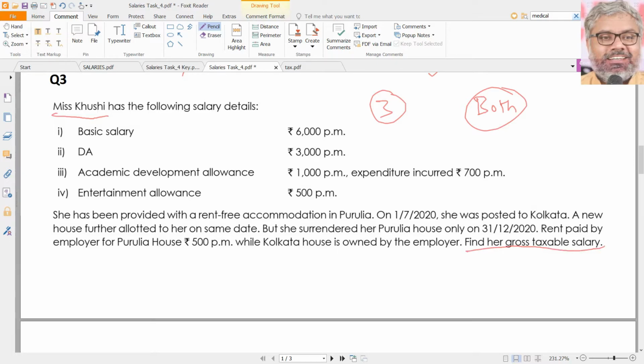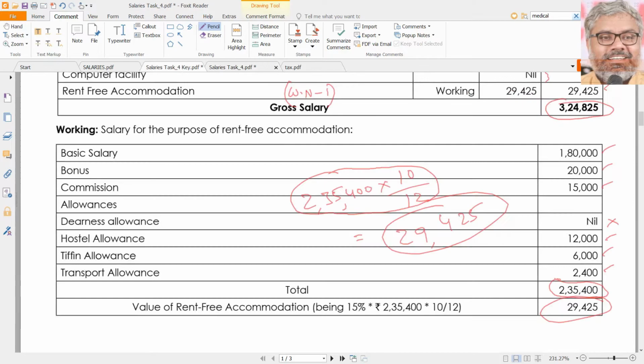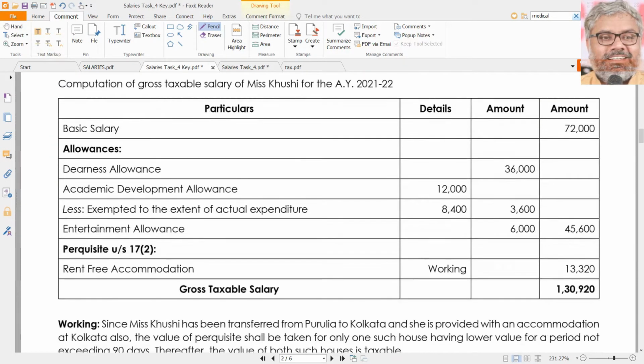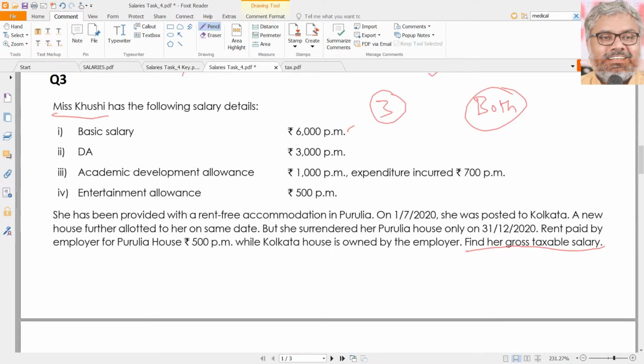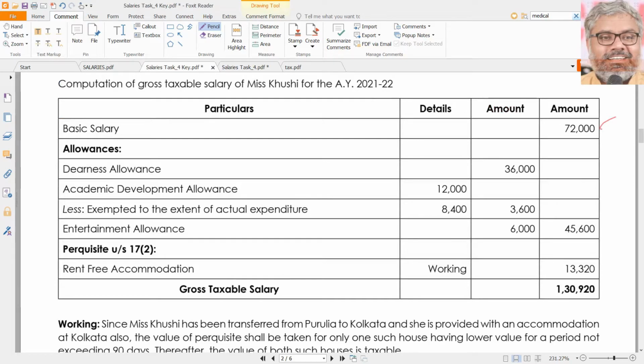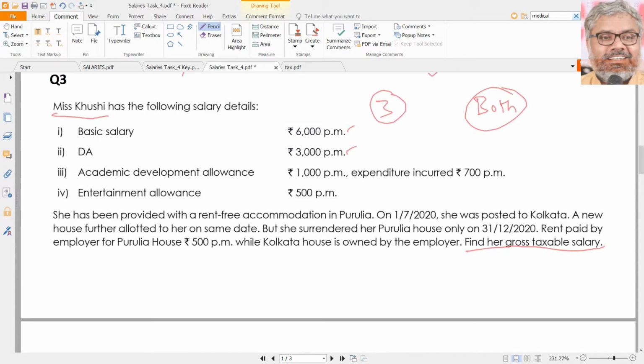So start with basic salary. Those are all the same. 6,000 per month means 72,000 per annum. That is basic salary. Then DA 3,000 per month. Is there DA? Immediately we have to look at whether it is part of the salary or not. Of course, for computing the taxable salary, it is anyway taxable. So definitely this 36,000 is going to be included in the gross taxable salary. That is for sure. But for the purpose of valuation of accommodation, we should know whether it is forming part or not forming part. Let us see that later.